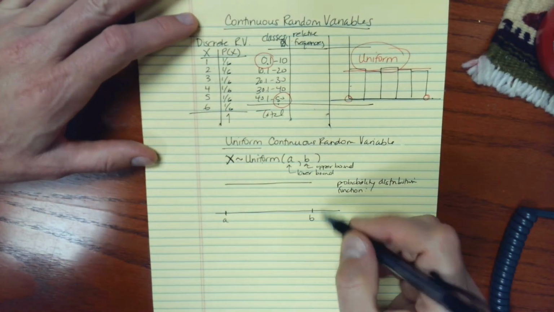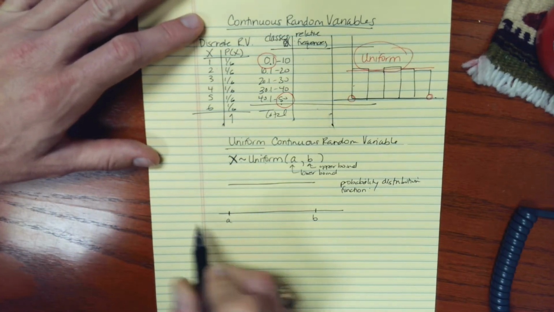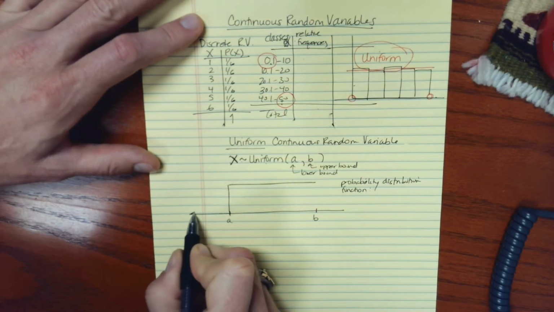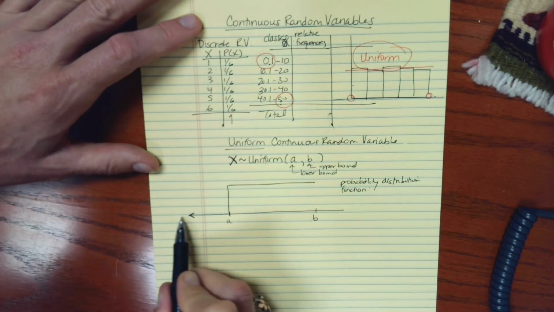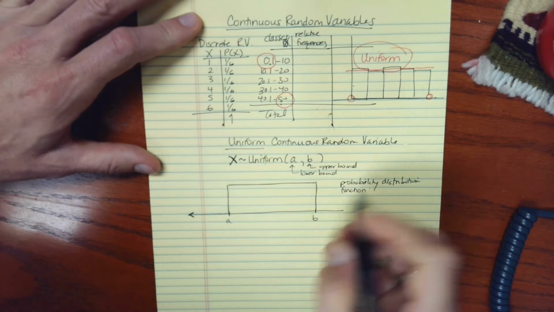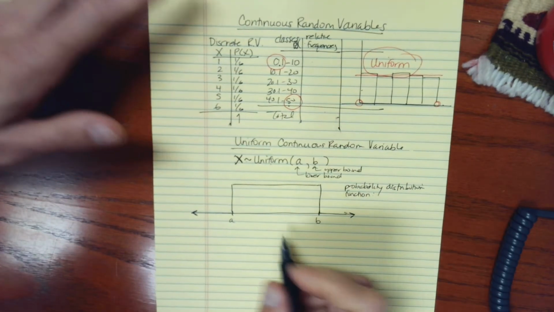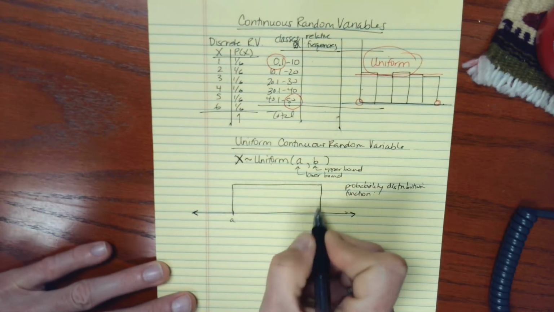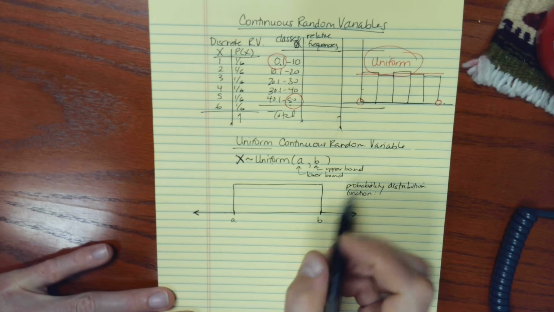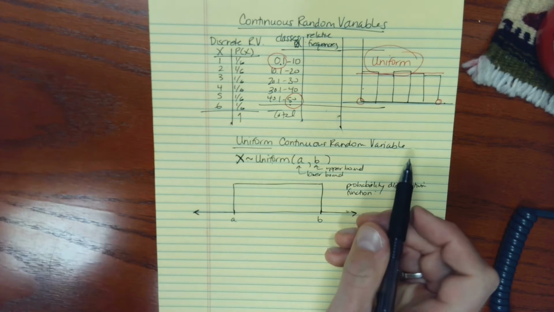All right, so what happens outside of this range from a to b? If it's not possible to get a value less than a, this probability drops down to 0, and that's what it remains for eternity below a. The same thing here: the possibilities above b are 0, and so this just drops down. So what we end up with is a rectangle shape, and that will be the shape for the graph of any uniform continuous random variable.